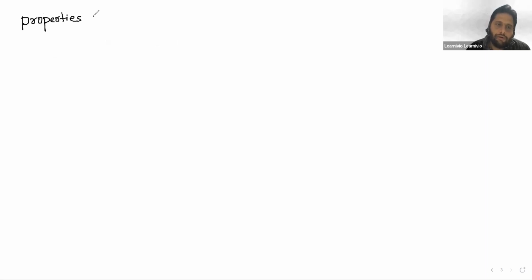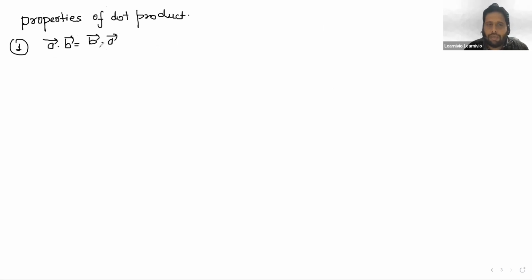Now, in this topic, the last thing is properties of dot product. The first property is A dot B is equal to B dot A. Either you're finding A dot B or B dot A, it is the same thing. These two are equal, so we will say it is a commutative property.